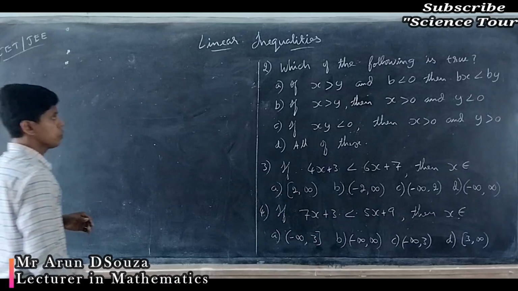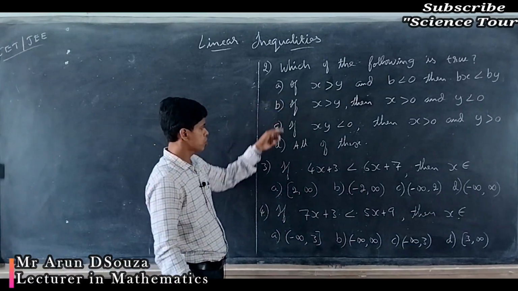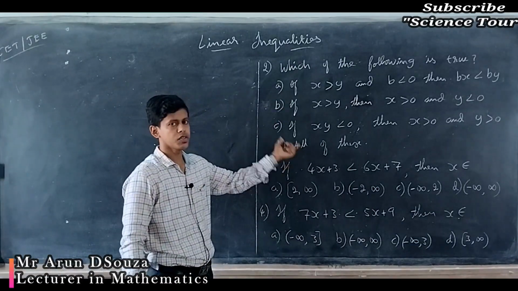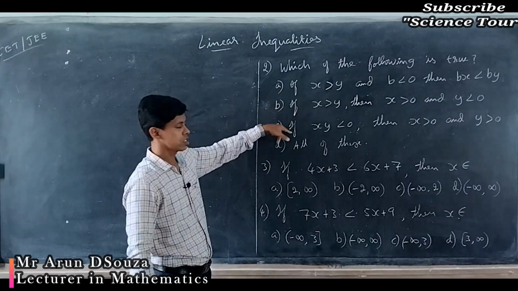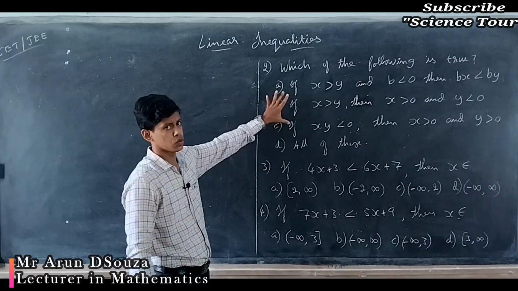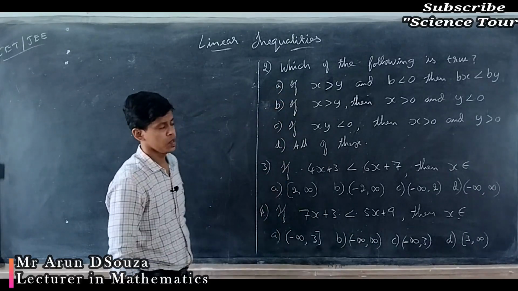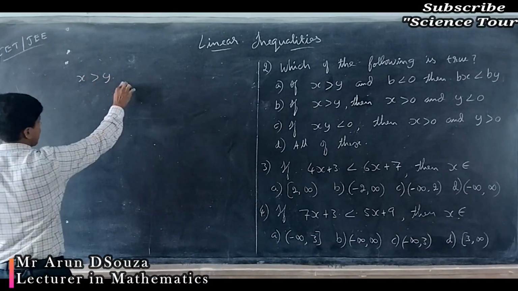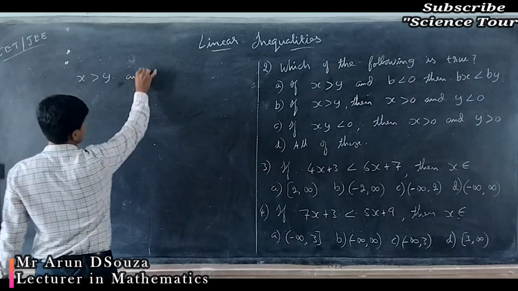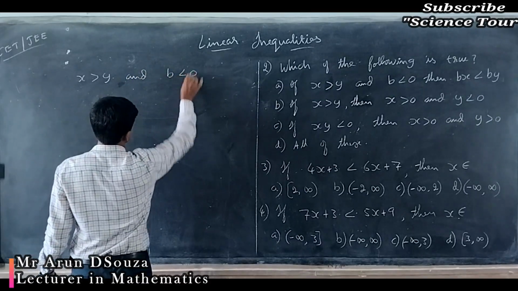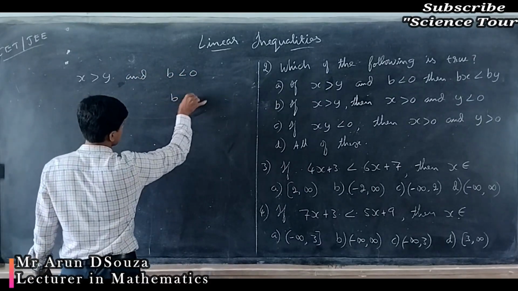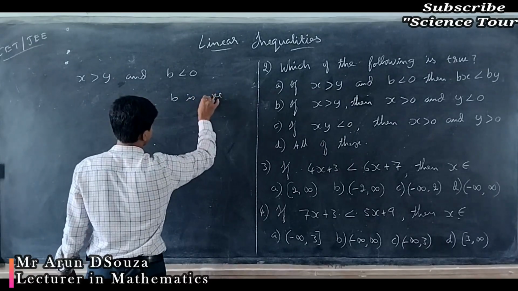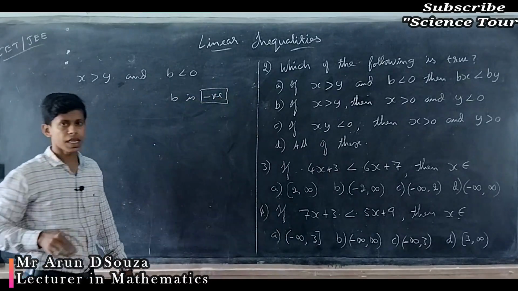All right, look at the second question. You have 4 options, fourth is all of these, so you have to say which is true. Now look at the first one. You have x greater than y and b is less than 0. That means b is negative, correct? It's a negative number.